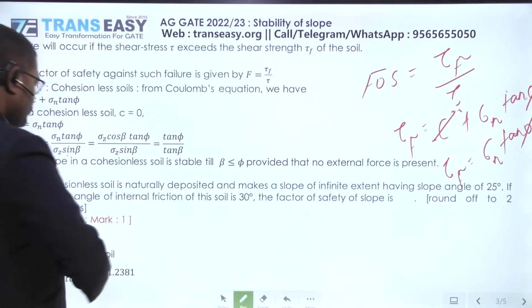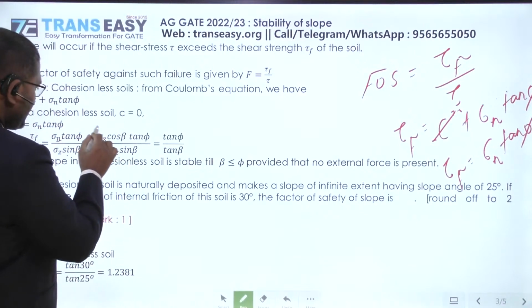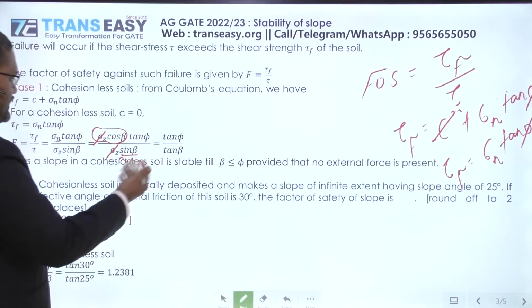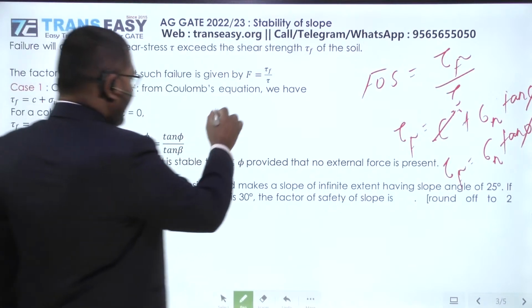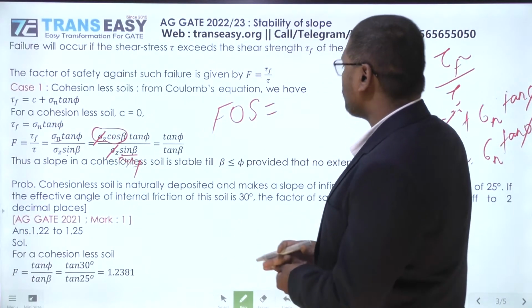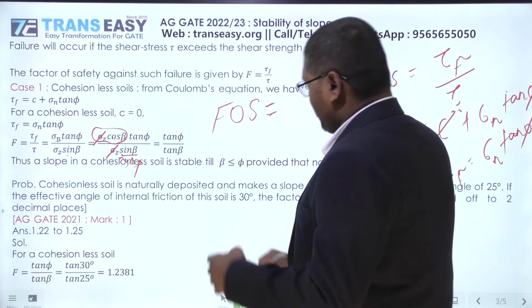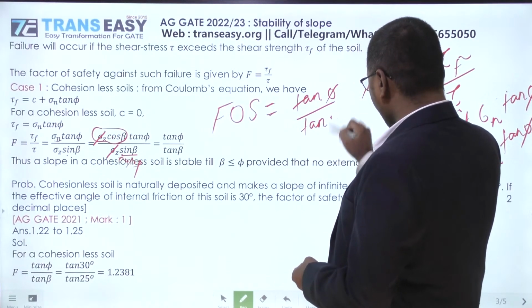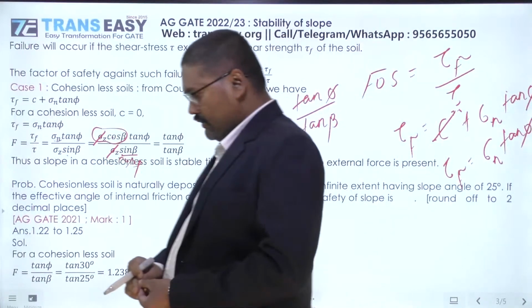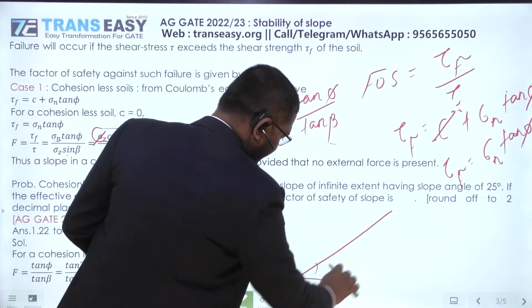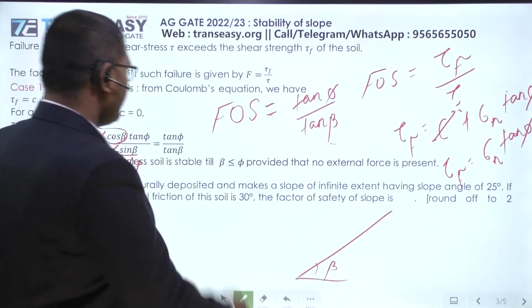Sigma n is sigma z cos beta also. Sigma z cancels, cos beta comes in the denominator, then it becomes tan phi upon tan beta. So the factor of safety for the stability of an infinite slope is tan phi upon tan beta, where phi is the angle of friction and beta is the slope angle. slope की एंगल है. ठीक है, ये स्लोप आपने कितना दिया है. ओके, फैक्टर ऑफ सेफ्टी यहां से हमारा कैलकुलेट होके आ गया.